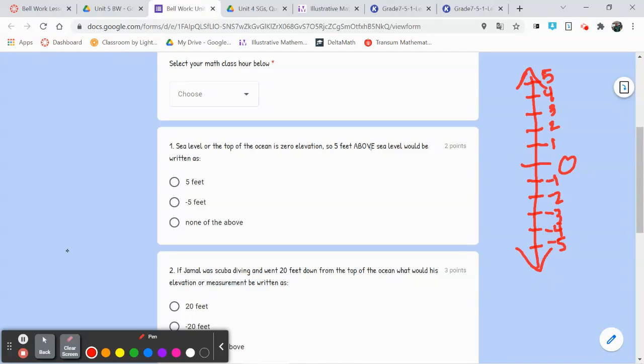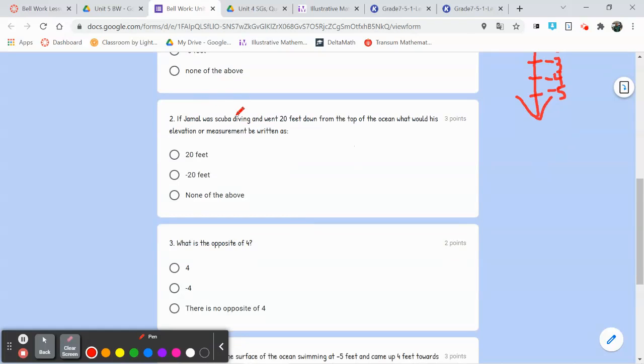So it says above sea level. Here's sea level. So pick that answer. Not sure I'm going to give it to you because I think you should be able to get it. It's above sea level. 5 feet above sea level. All right, let's go to the next question.